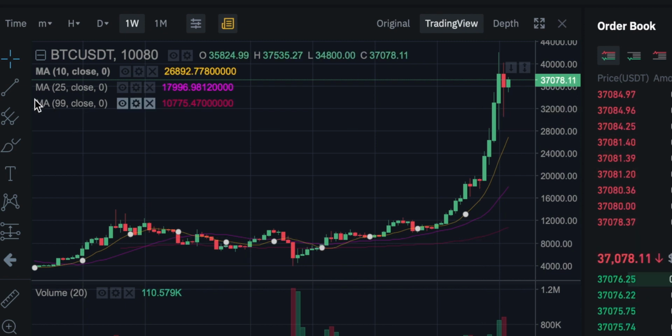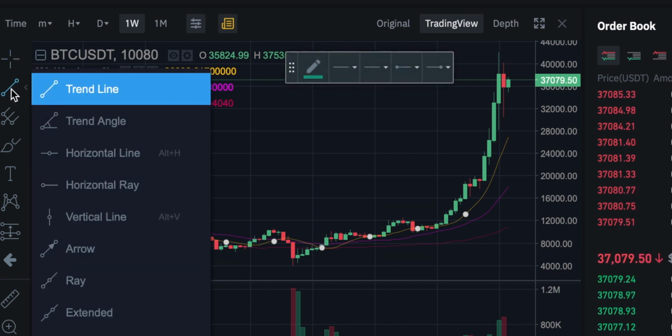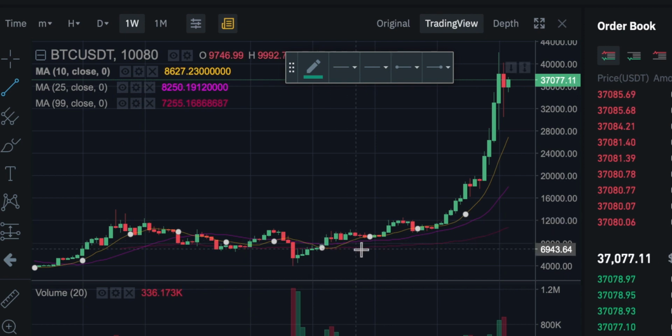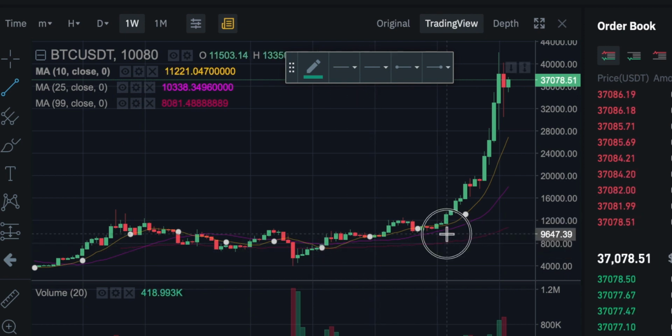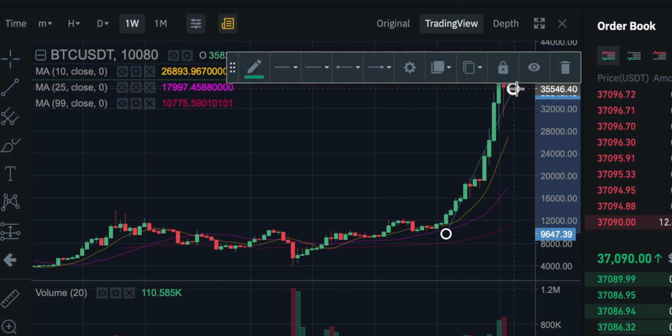On the left-hand side here, we can very quickly make a trend line on the chart. So I've just clicked this trend line right here. I'm going to use that. Then what you can do is just press once on the chart like this, and then you can use another point on the chart to make the trend line. So I've clicked twice there.